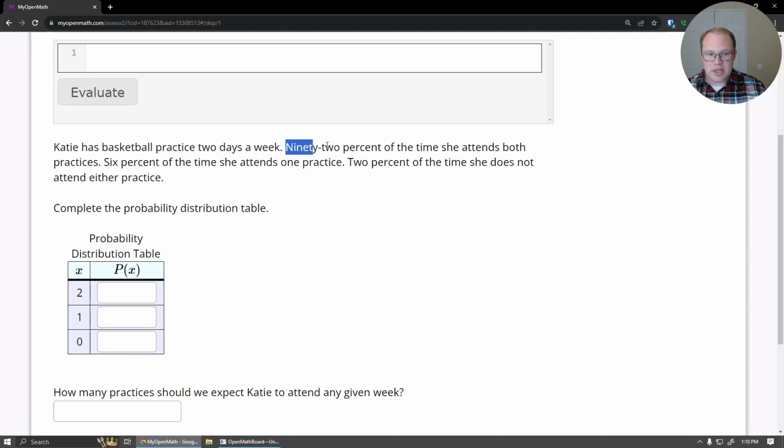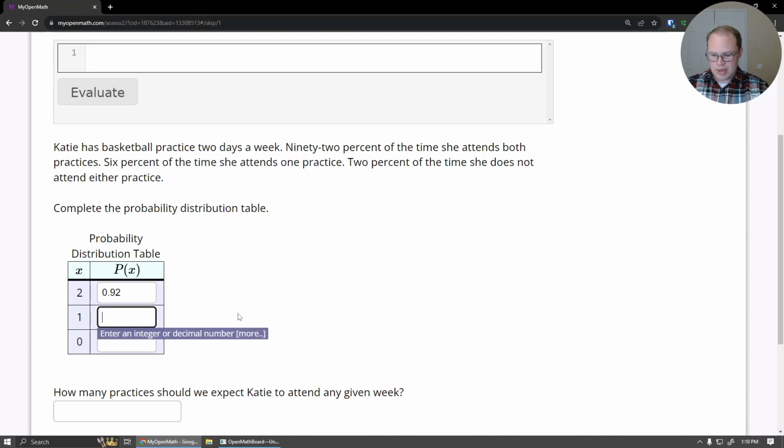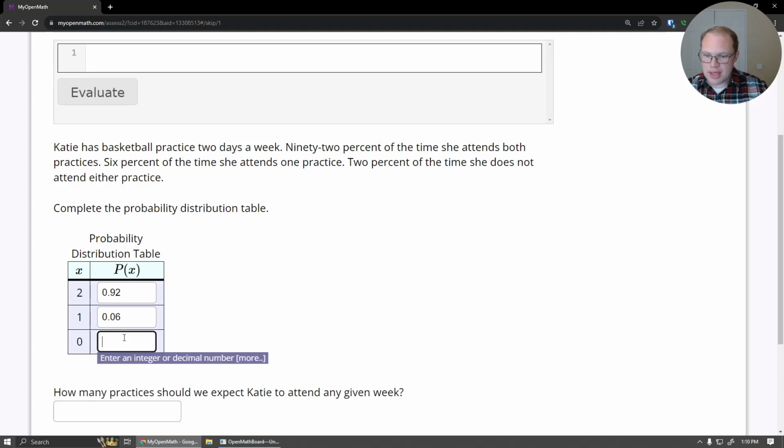So 92% of the time, she attends both practices. So 92% of the time, she attends 2 practices that week. As a probability, in decimal form, that'd be 0.92. 6% of the time, she only attends 1 practice. So that'd be 0.06 as a decimal. And 2% of the time, she does not attend either practice. So she attends 0 practices 2% of the time, so that's 0.02 as a decimal. Okay? So we got the probability distribution table.